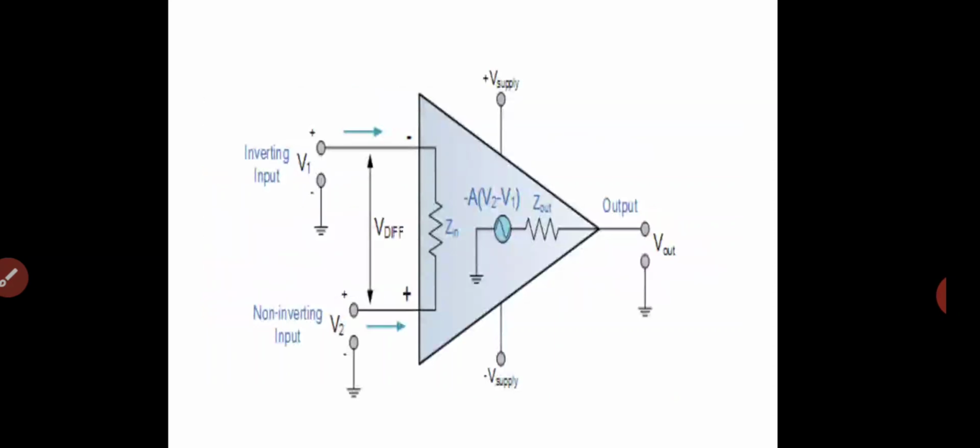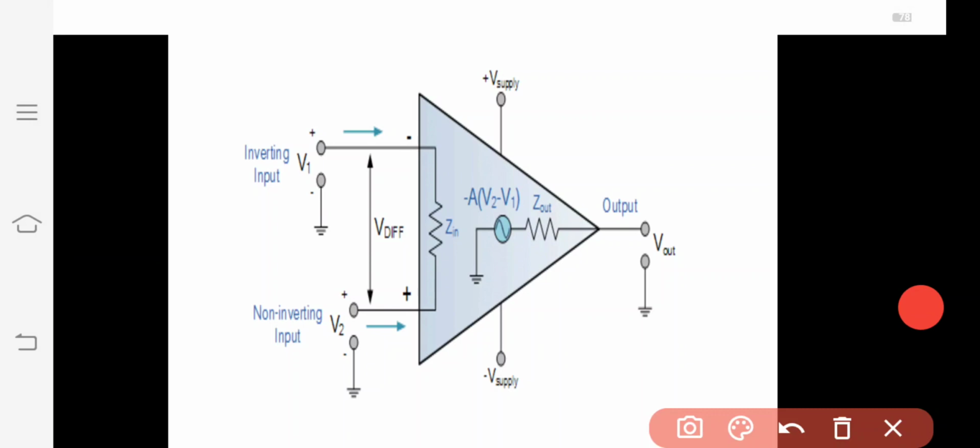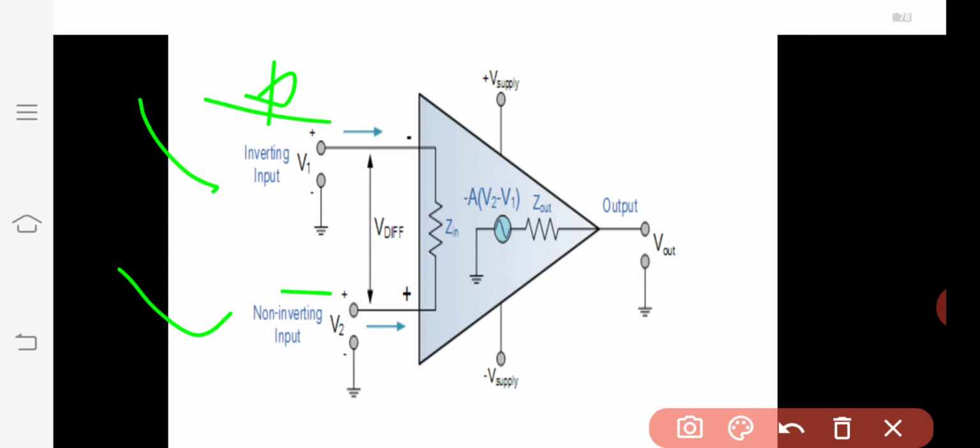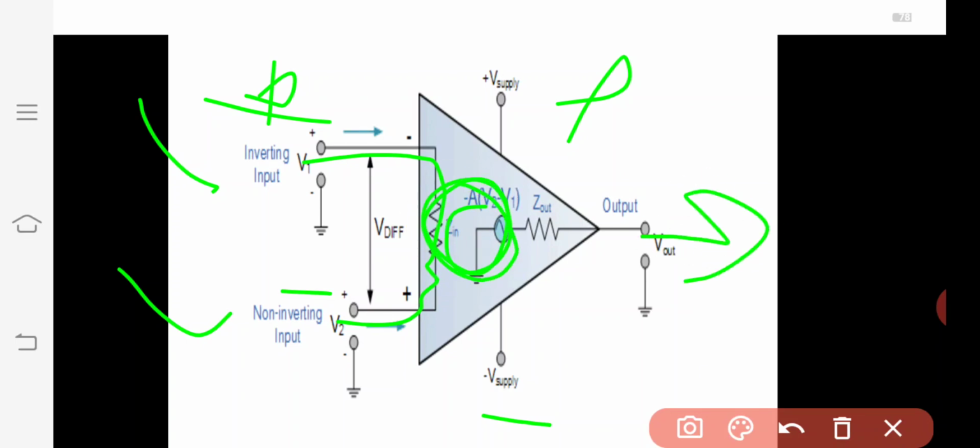This is the circuit diagram of the operational amplifier: inverting input, non-inverting input, V1 and V2. This is the input load, and the plus supply and minus supply are DC batteries. These signals are amplified here and the output is collected.